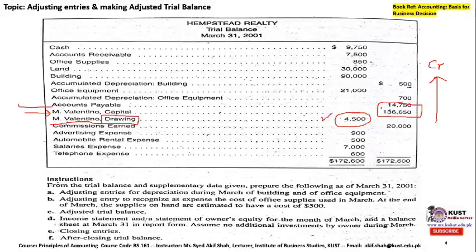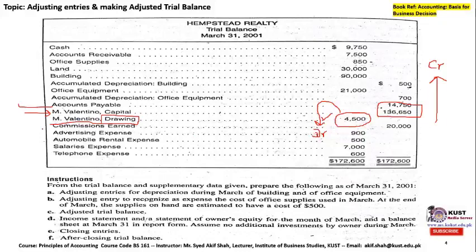$4,500 has been withdrawn by the owner, M. Valentino. This is why the equity level of the company has reduced. This is the reason the drawing of the owner is usually written on the debit side of the journal, or while you are making any entry to record the drawing of owners.